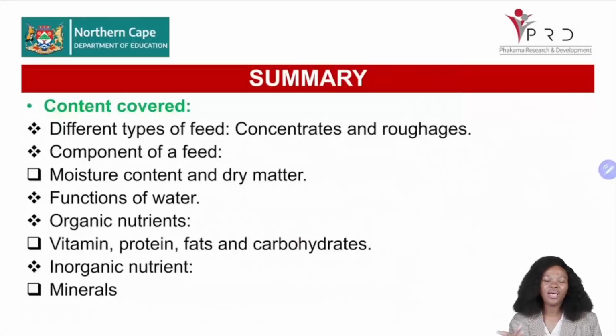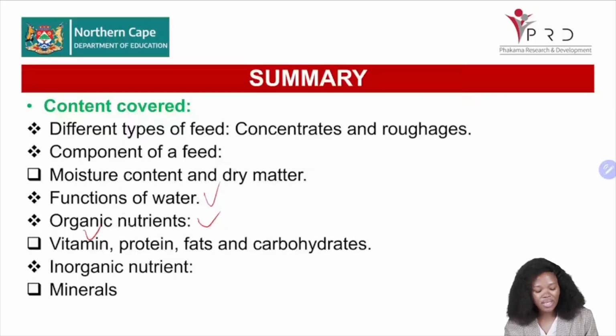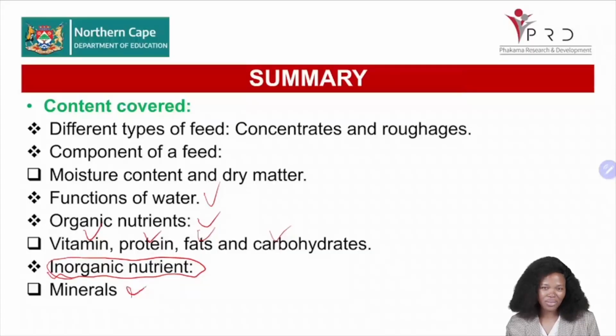So let us look back on today's activity. Right, it is based on the different types of feed, not farm animals, right? Concentrates and roughages and their components, right? Components such as moisture content and dry matter, right? Functions of water, we've already covered that, right? Organic nutrients, we've covered organic nutrients such as the vitamins, right? Proteins, fats, and carbohydrates. And we'll cover in our next lesson the inorganic nutrients. Example of that will be the minerals, right?